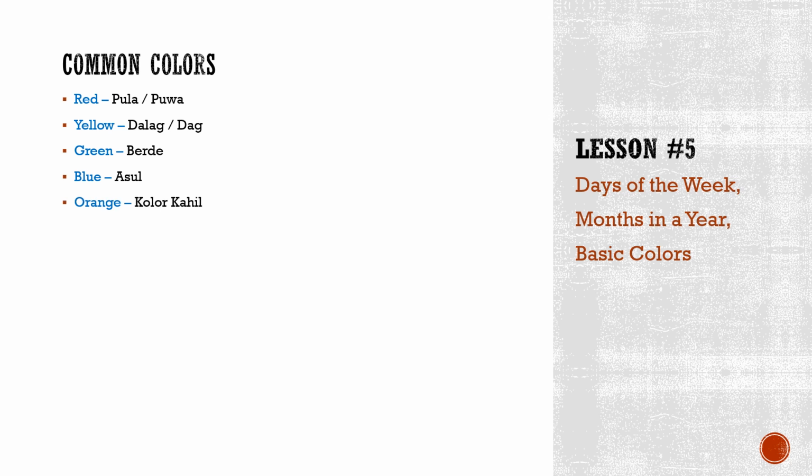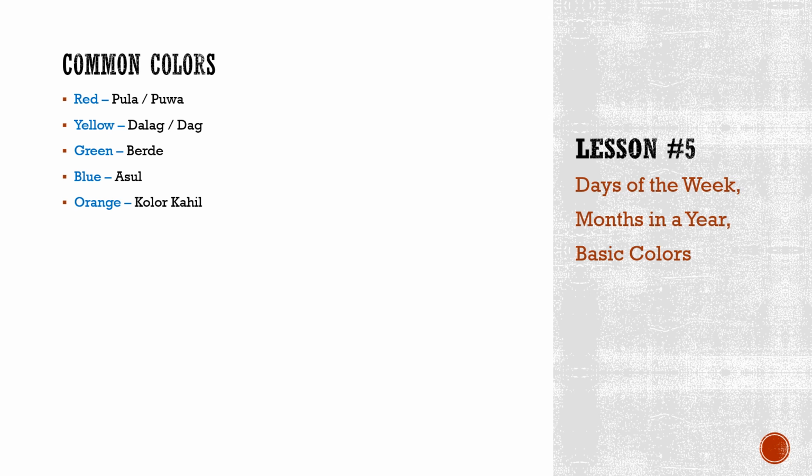Orange, color kahil. Now you might be wondering, why is this a two-word translation? For some colors, if we didn't have an original translation, we simply borrow an object that represents that color. So kahil is actually the orange fruit.